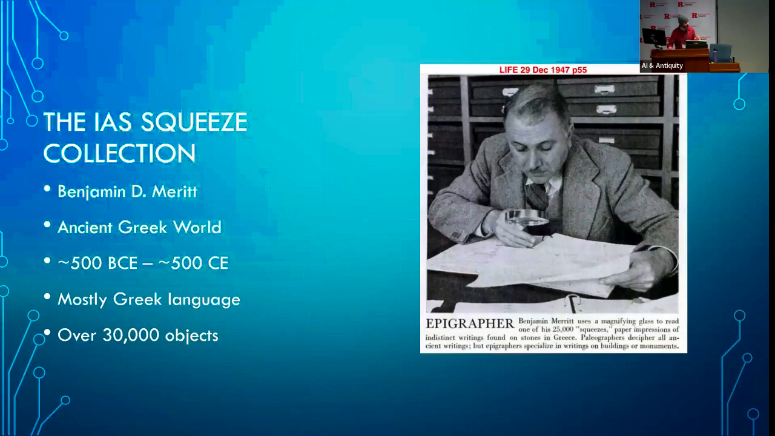And this connection between the Agora and the Institute is actually really important because it explains why this small research institution in Princeton has the largest collection of epigraphic squeezes in North America. One of the earliest professors of humanistic studies, as they called it at that point, at the Institute was a man named Benjamin Dean Merritt. Merritt, who was hired in 1935, was responsible for publishing all of the inscriptions that were being excavated from the Agora by the American School of Classical Studies. That dig had started just a few years earlier.